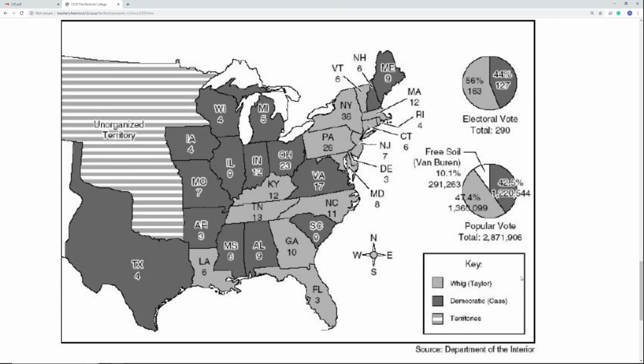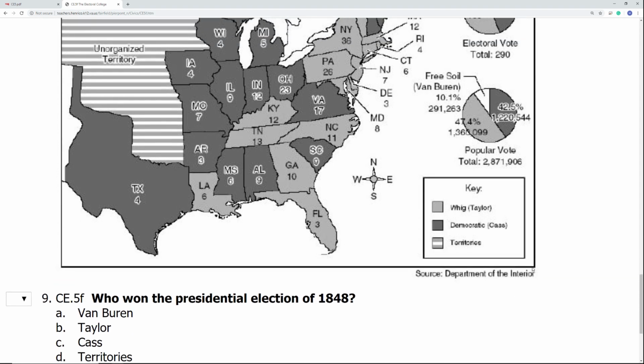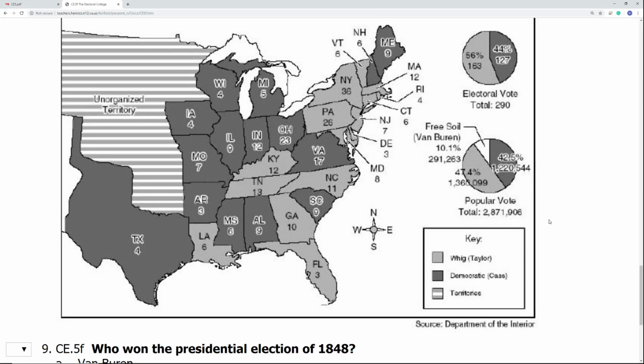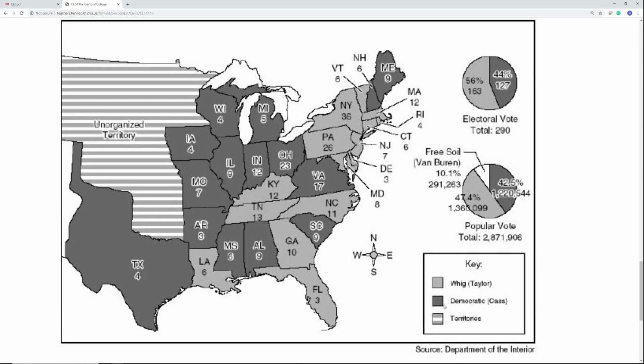All right, we have another map. Who won the presidential election of 1848? So in 1848, just type the name of the person who won. You can see the names in the bottom right.